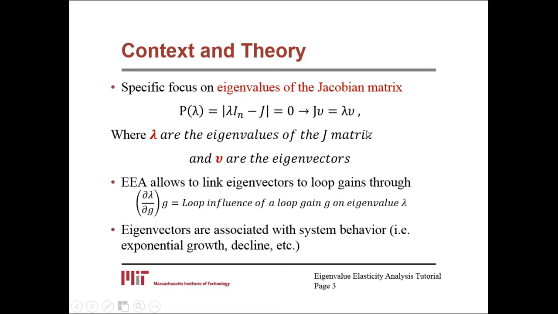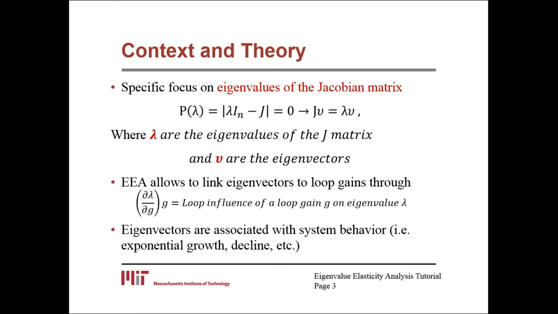And also we can get the eigenvectors associated with those eigenvalues. Additionally, this analysis allows us to link eigenvalues to loop gains through the loop influence. So the loop influence of a loop gain G on eigenvalue lambda will be defined with this equation. The particular objective of this tutorial is not to review the mathematics in detail, but to see what will be the results of this method.